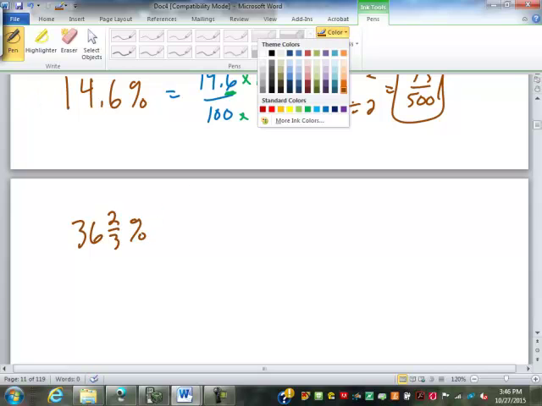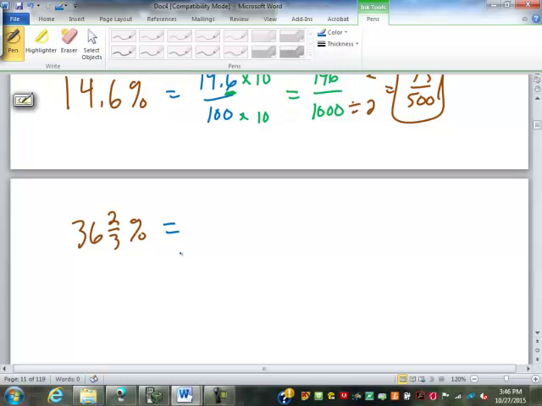How about 36 2/3%? What's that going to be as a fraction? Well, it's 36 2/3 out of 100. Now, if I want to get rid of a fraction, remember when we were solving equations with fractions in them, how did we get rid of the fractions? We multiplied by a least common denominator. Well, here there's only one denominator, which is 3, right? It's the only denominator. So if I multiply the top and bottom by 3, that'll get rid of the fractions. That's my least common denominator. I'll do the bottom for you. 100 times 3 is 300.